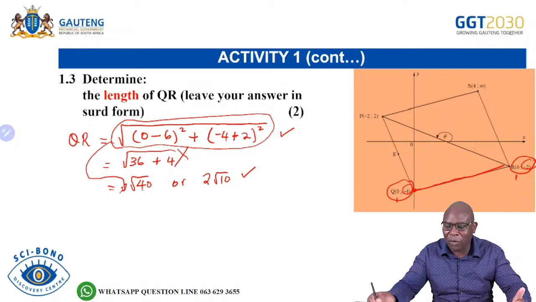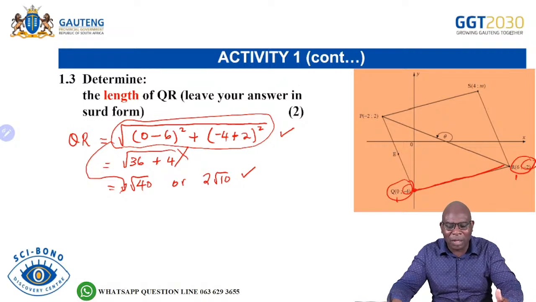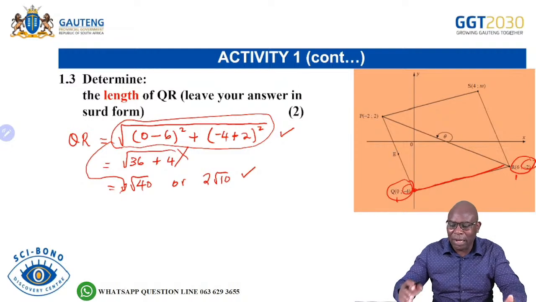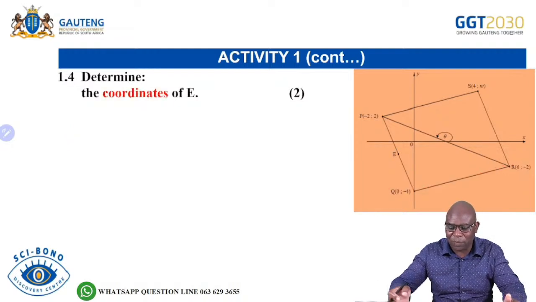So you've seen that I've used formulas only. The first one I used the gradient formula. The second one I used tan theta equals the gradient. The third one I used the length. Those formulas are there in the formula sheet, and the points are there on the sketch.